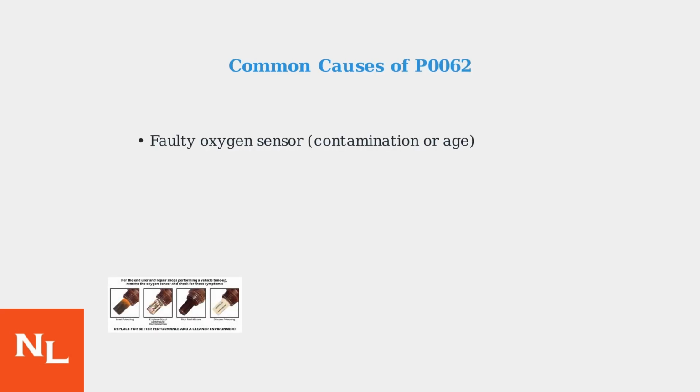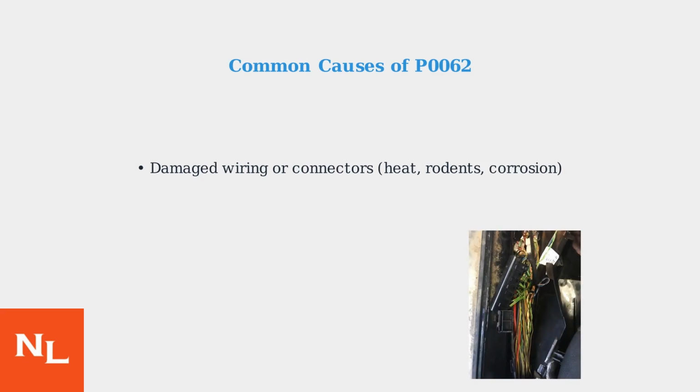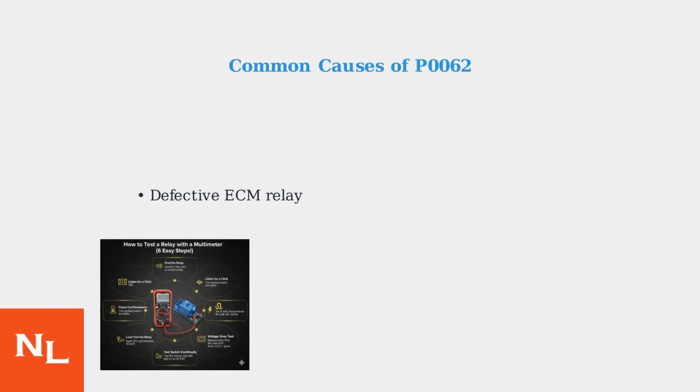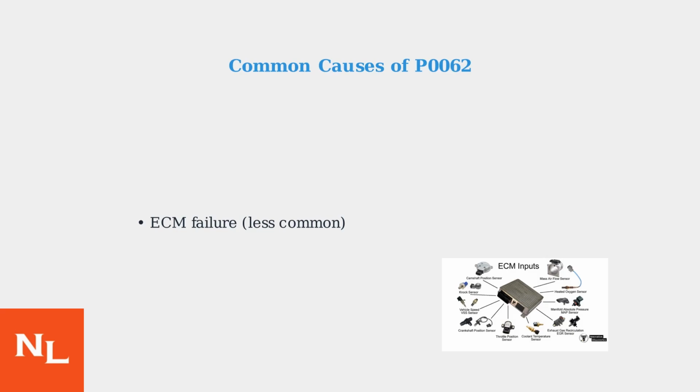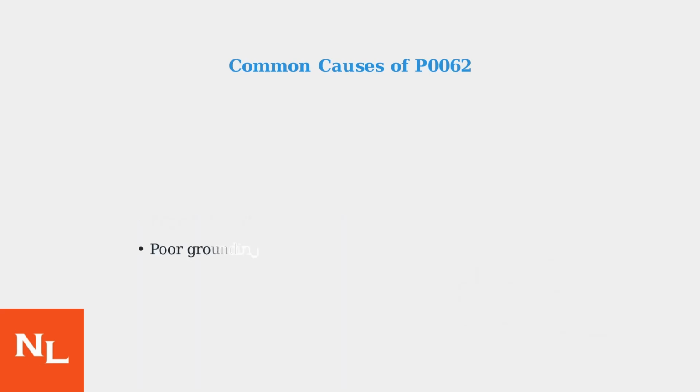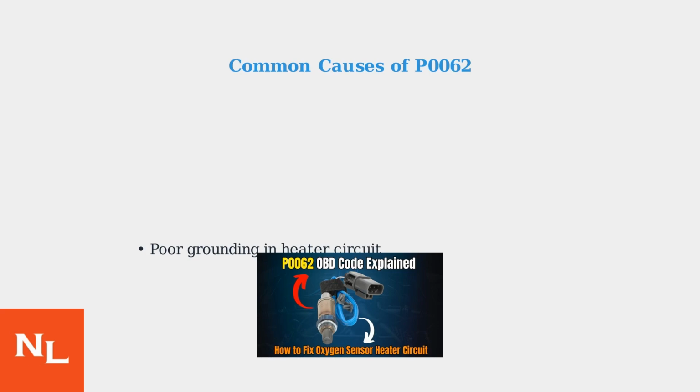Several factors can trigger the P0062 code. Common causes include a faulty oxygen sensor itself, often due to contamination or age. Damaged wiring or connectors can also cause this code, typically from heat, rodents, or corrosion. A defective ECM relay is another common culprit. Less frequently, a failure within the ECM itself can trigger P0062. Issues with the grounding of the heater circuit can also lead to this code.